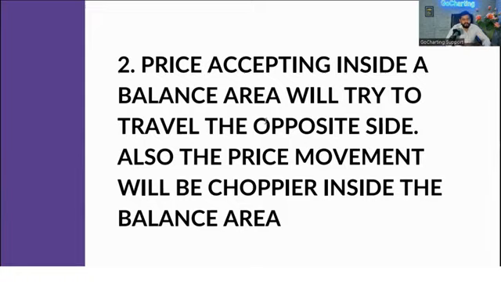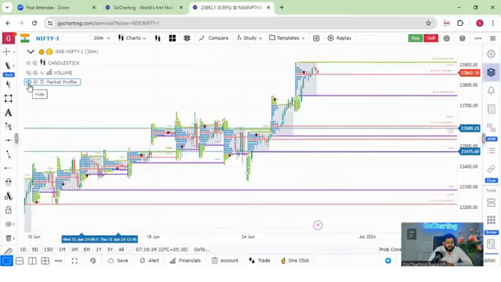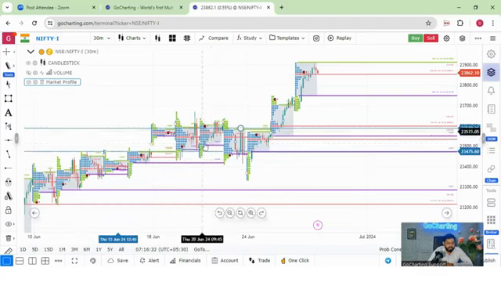So basically, if you're trading inside a value area, the price movement will be very choppy, and it will try to travel the opposite side. So if the price is at value area high, it will try to go to value area low, and if the price is at value area low, it will try to go to value area high. So let me switch on the market profile again. So let's talk about these days. Here we see this one and these two profiles were matching.